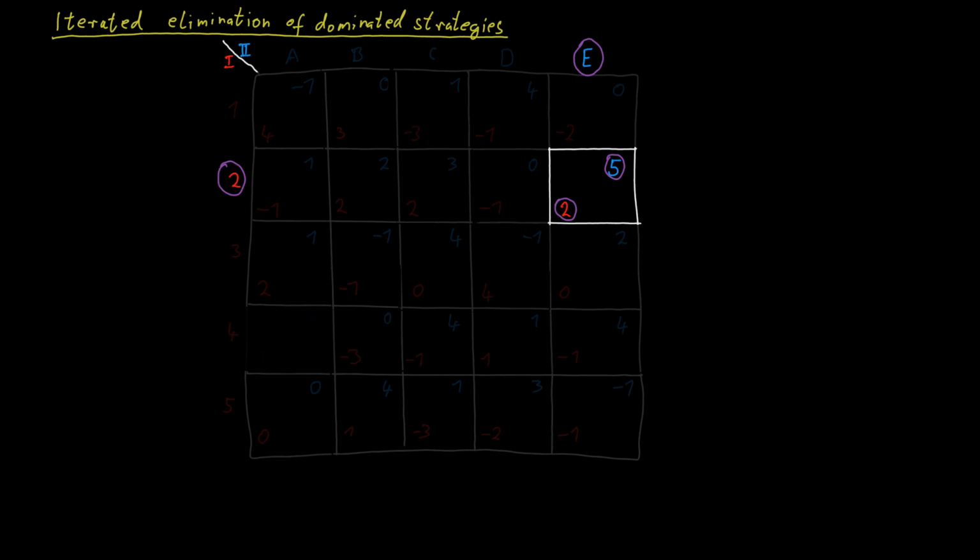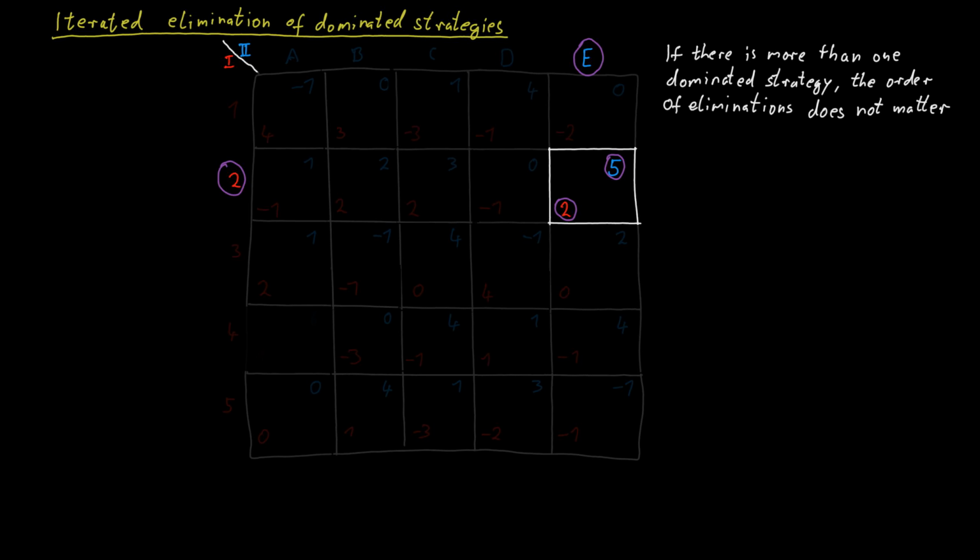I constructed this example in such a way that in each step there was only a single dominated strategy in this game. But in general, it can also happen that a game has more than one dominated strategy at a time. And in that case, you of course have a choice which of them to eliminate first. But the order of these eliminations doesn't matter. So whichever order you choose, you end up in the same final game.